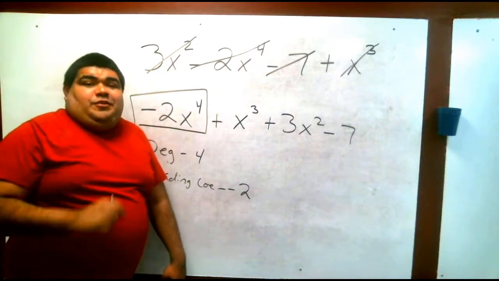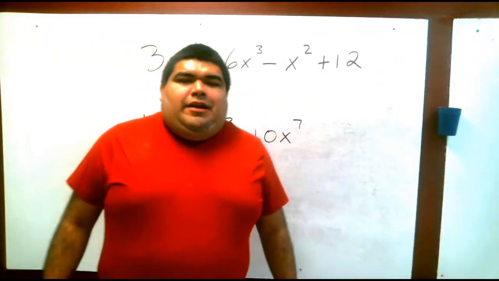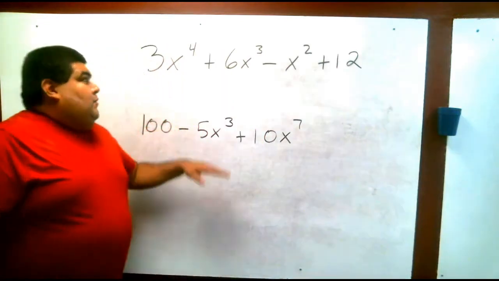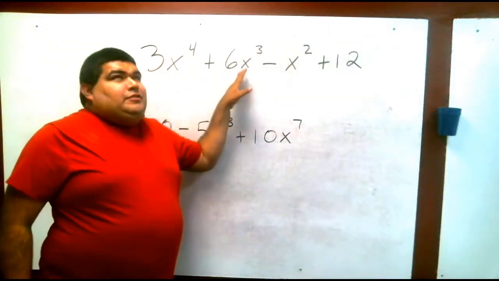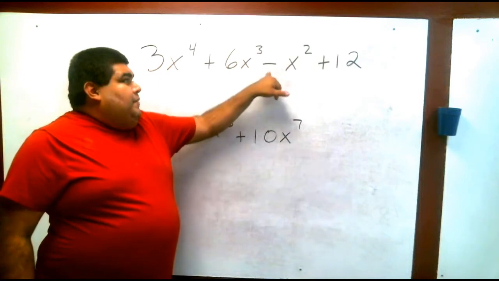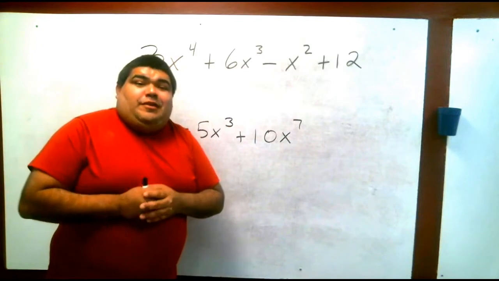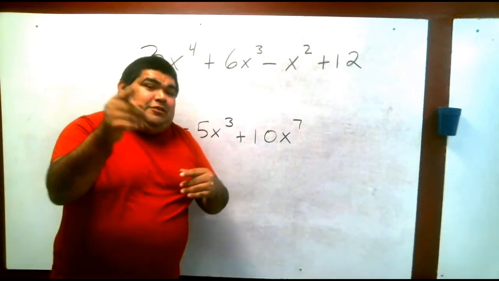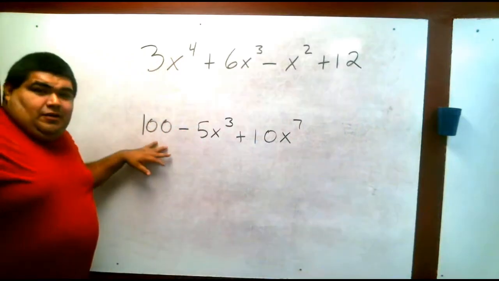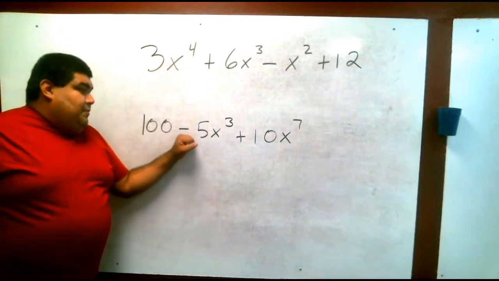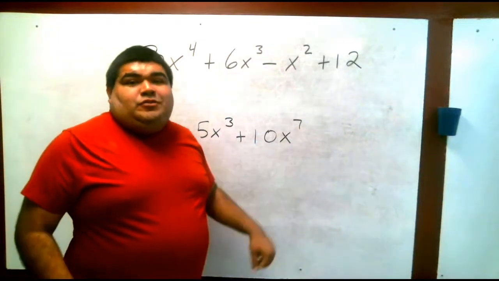So here is your assignment for today. We have 3x to the fourth plus 6x to the third minus x squared plus 12. Put it in order if it's not in order already, and tell me which one is the leading coefficient and which one is the leading degree. The same for the second problem, which is 100 minus 5x to the third plus 10x to the 7th.